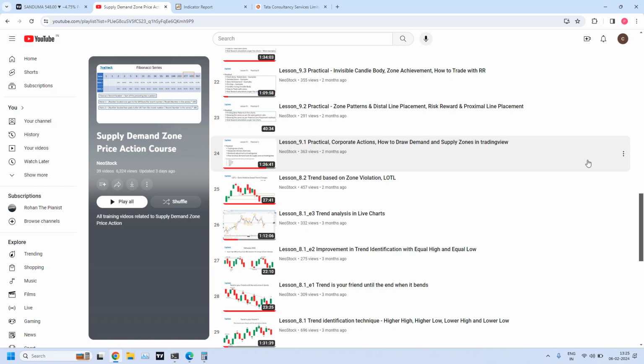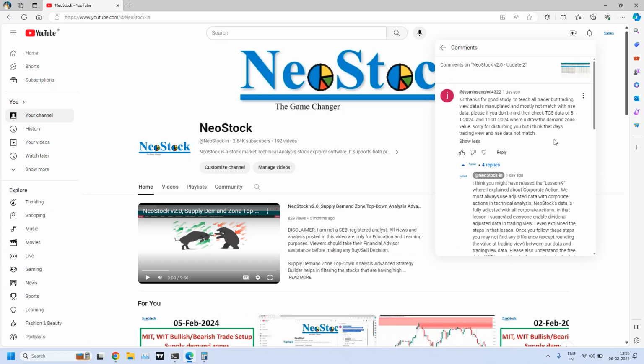Okay, anyway, I hope I have given enough explanation to help you understand that the data you are seeing on NSE is not adjusted data with corporate actions. And this clarity is not only for you, but for anyone who got similar doubts and who haven't completed lesson 9.1 so far. Probably this explanation will give better clarity.